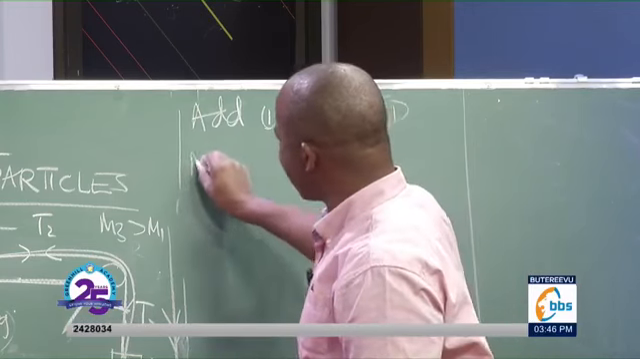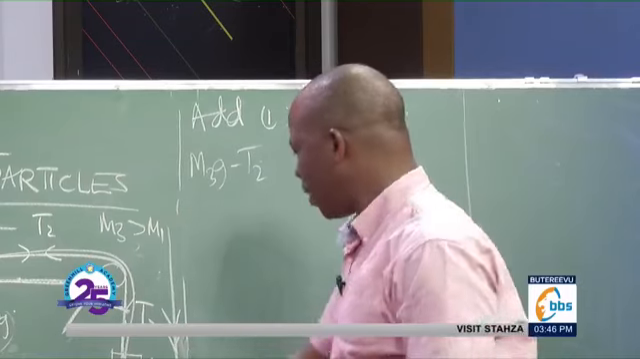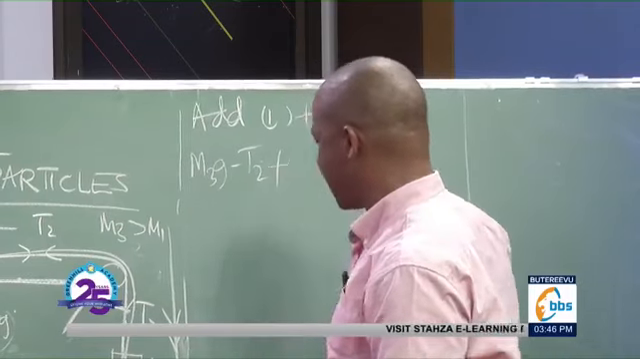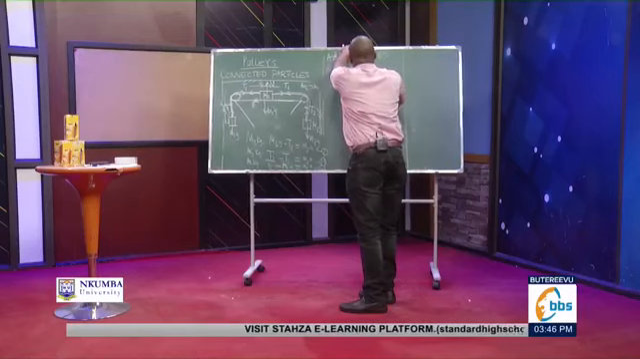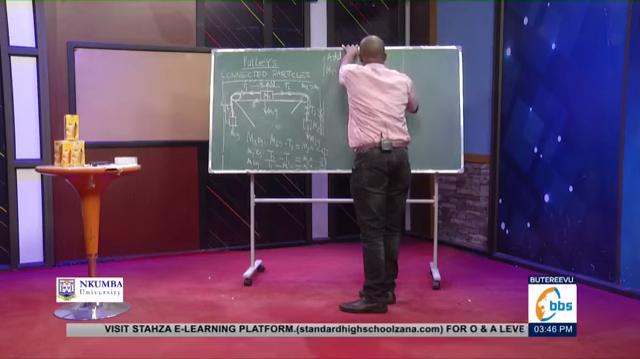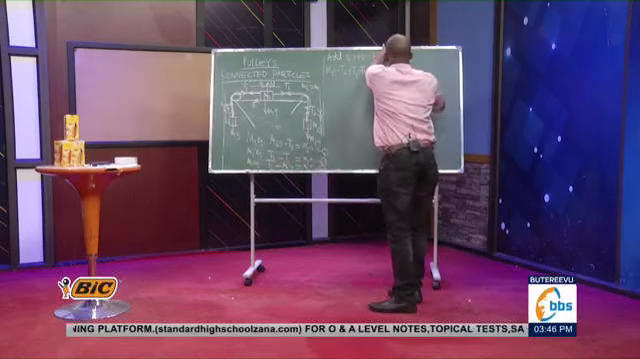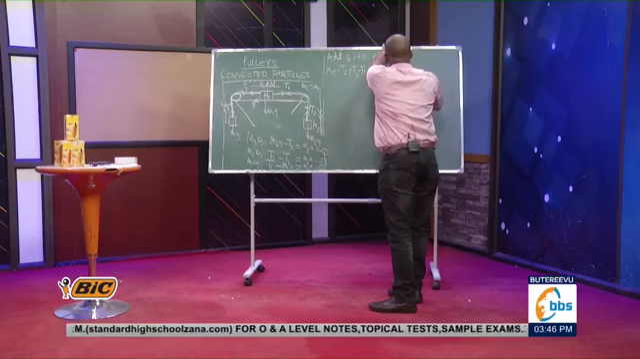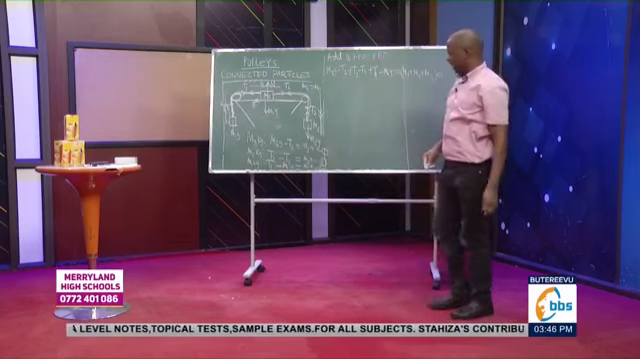So if we add all of them at a go, I'll have M3G minus T2. I hope you can see I'm adding the left-hand side first. Plus T2 minus T1 plus T1 minus M1G. That is the left-hand side. Should be equal to, I'll add the right-hand side also, M1 plus M2 plus M3 times A. I've factored out the A.